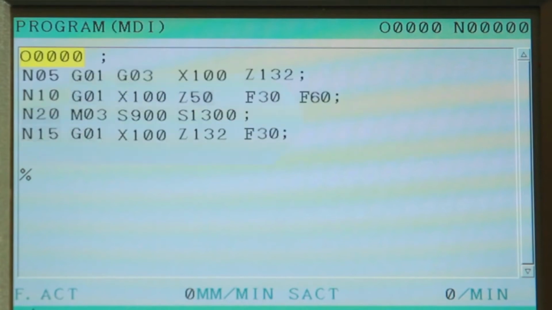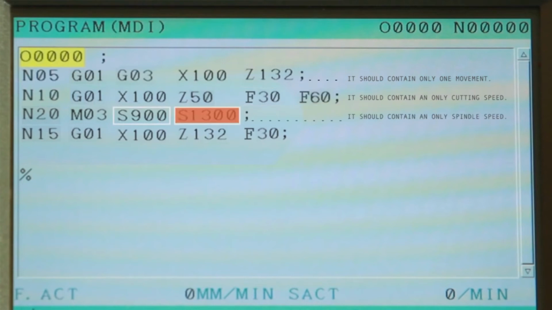Are there any rules to follow when it comes to setting up the blocks? Yes, you have to consider the following restrictions. They must contain only one tool movement. They must contain a unique cutting speed. Also, they must only contain one tool or spindle velocity. And finally, the block numbers must be sequential. Got it? Yeah, perfect.